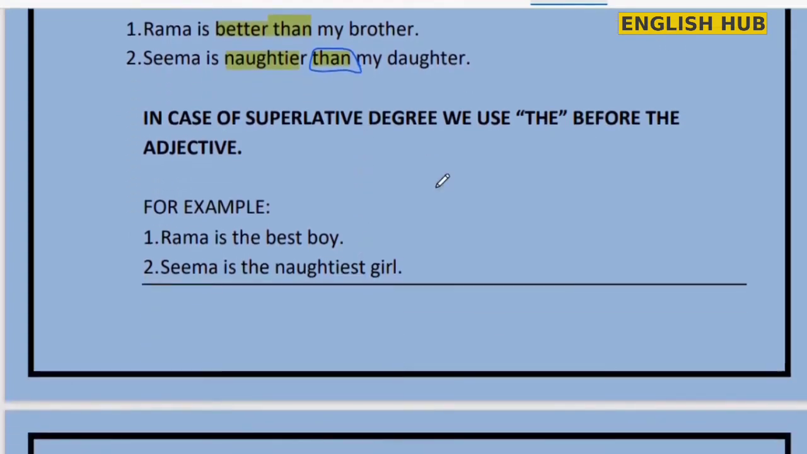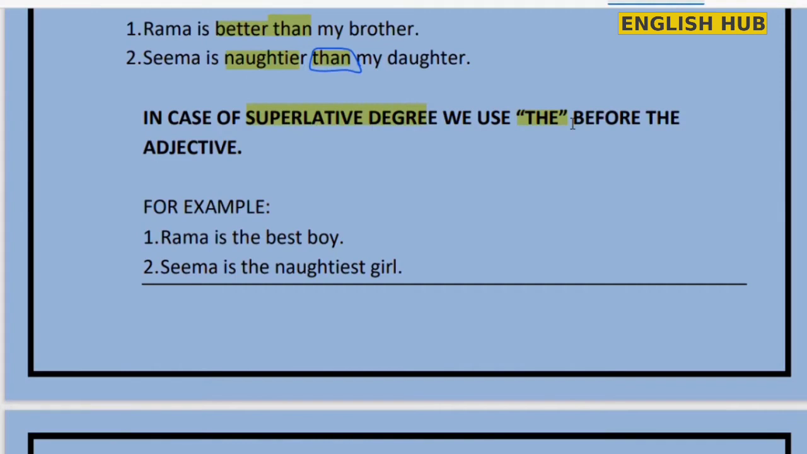Next, we will come to the superlative degree. We will not go into detail because this is a very basic thing that we have already done. In the superlative degree we always use the, because superlative form means the best or the worst, the supreme quality.